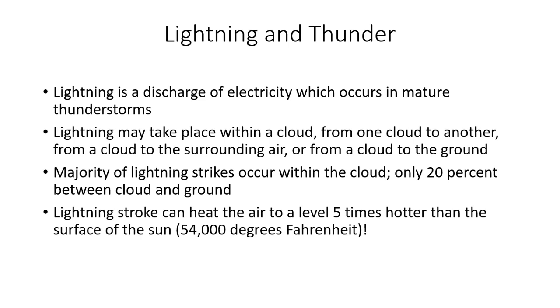The majority of lightning strikes occur within the cloud, with only 20% of lightning strikes occurring between the cloud and the ground itself. And this is one heck of an interesting fact. A lightning stroke can heat the air to a level 5 times hotter than the surface of the sun. The surface of the sun is generally around 11,000 degrees Fahrenheit. A lightning strike or a channel of lightning can be up to 54,000 degrees Fahrenheit.